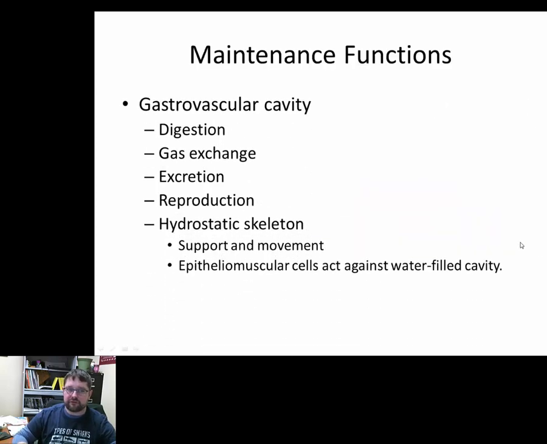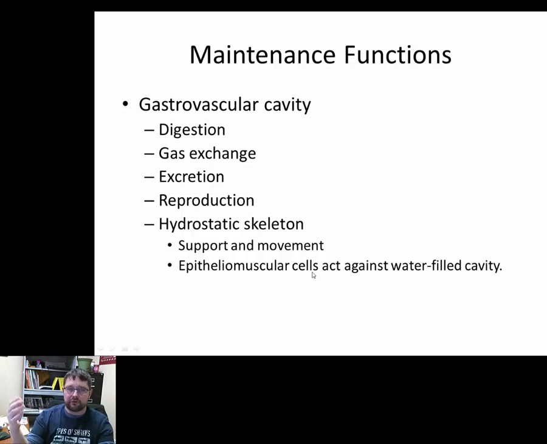All right, that gastrovascular cavity, as you might assume, helps with digestion, gas exchange, excretion, but on top of that, it's also where reproductive parts are typically made. So this is where sperm and egg might go before they're injected into the water column. The other piece that is often lost when we're talking about the gastrovascular cavity is the role that it plays in the hydrostatic skeleton.